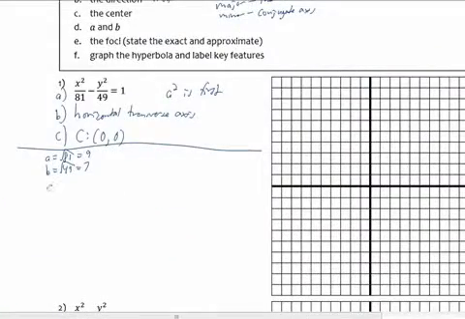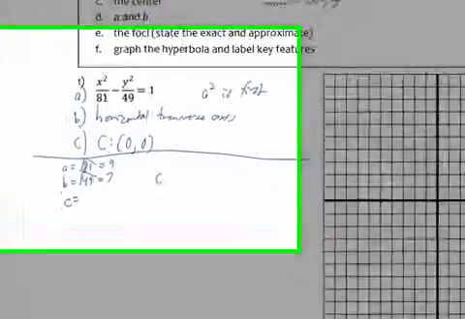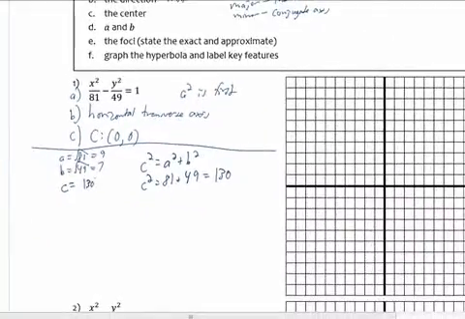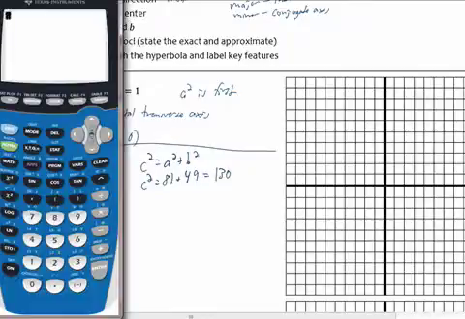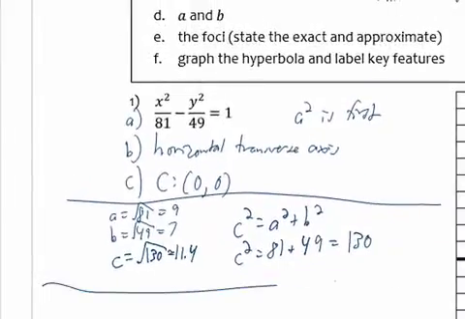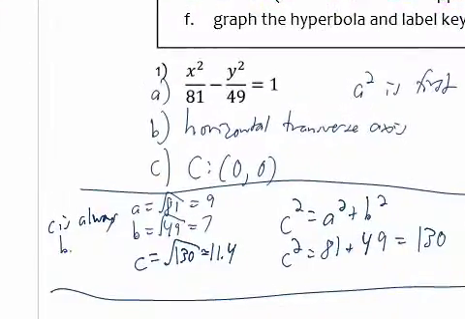Then to figure out c squared, or c, we use the equation c squared is equal to a squared plus b squared. Plug it in, we get c squared is equal to 81 plus 49, or 130. So we're looking for the square root of 130 as our c value. Plug that in, we get the square root of 130 is about 11.4. Remember that in a hyperbola, c is always the biggest.